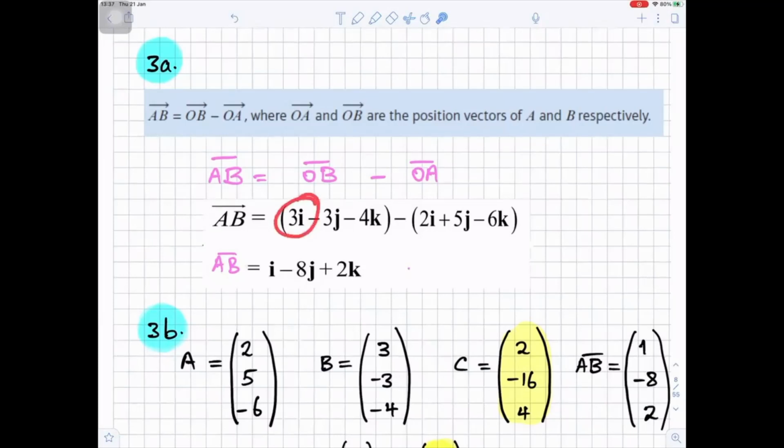So 3i minus 2i gives you i. Minus 3j minus 5j gives you minus 8j. And minus 4 minus minus 6, this becomes a plus. It becomes 6 minus 4, which gives you 2k.